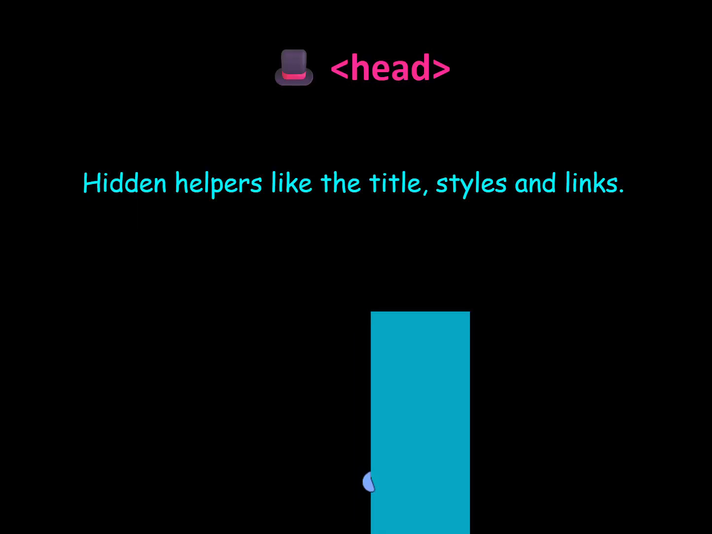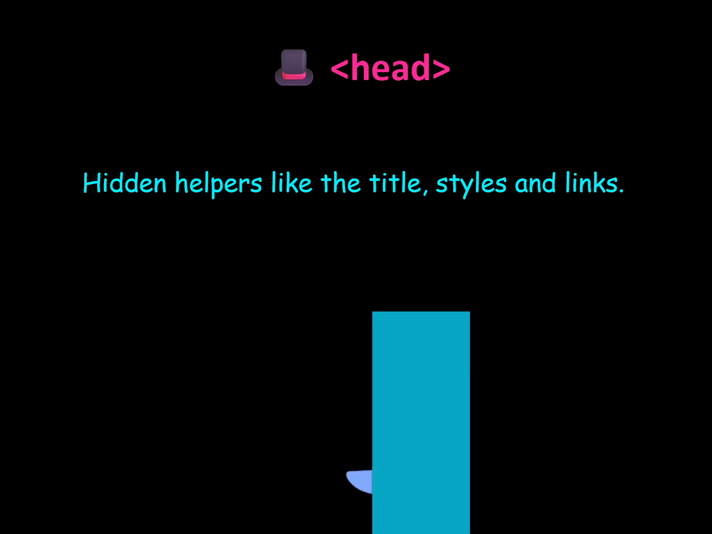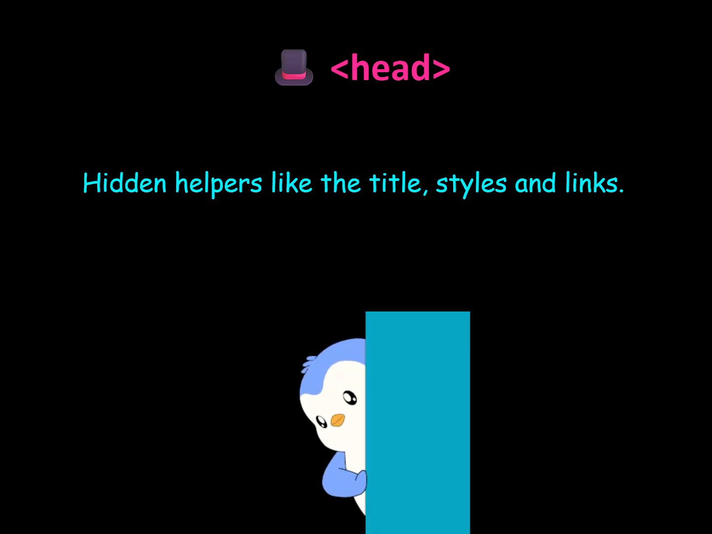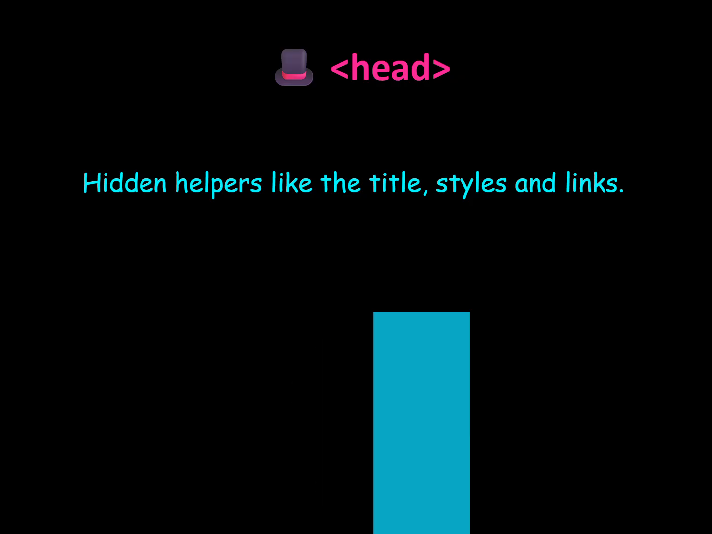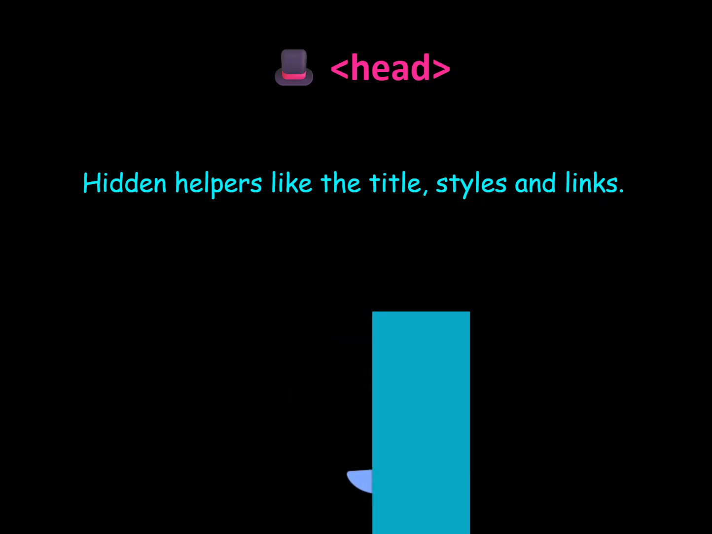Next is the head. It's like hidden helpers, like the titles, styles, and links. You might remember in the last video we did styles and titles under head, and you can also add links, but we didn't do that. We'll do that in one of the other sessions. And don't worry if you have never tried out any of the tags, because by the end of the whole session, we're sure to be covering all of them. These are the most basics, but there are 3-4 more which are really complex, so I didn't add them here. So yeah, let's go.